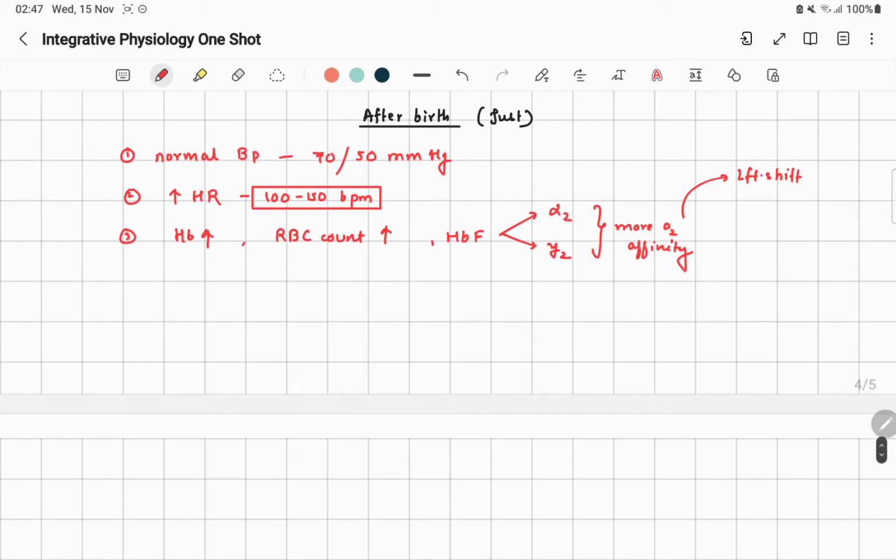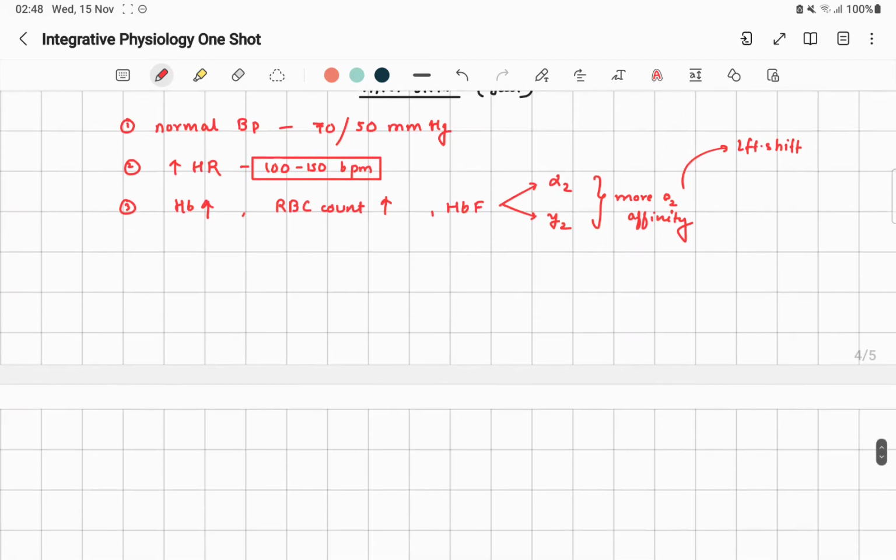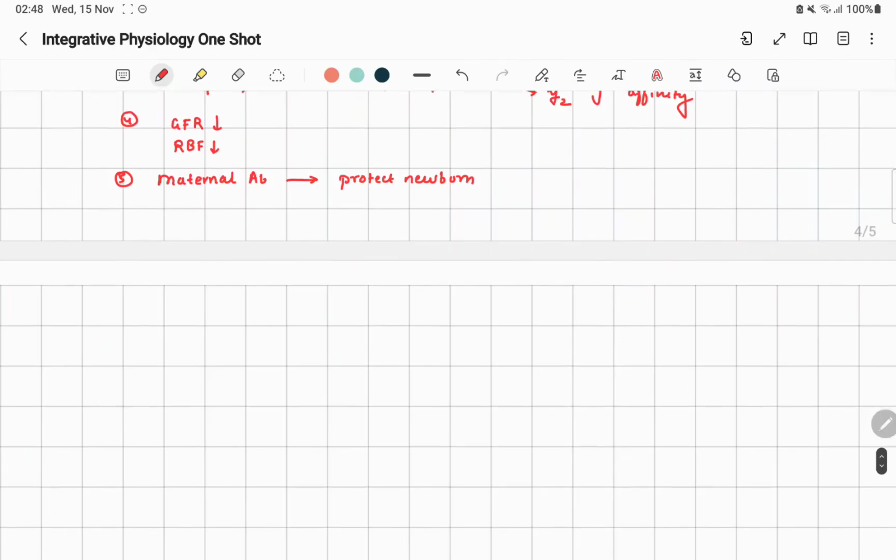There is gradual maturation of the renal system. Due to the immaturity of the kidneys, GFR is low and renal blood flow is also low in newborns. Then about immunity, maternal IgG antibodies are protecting the newborns. Understood?